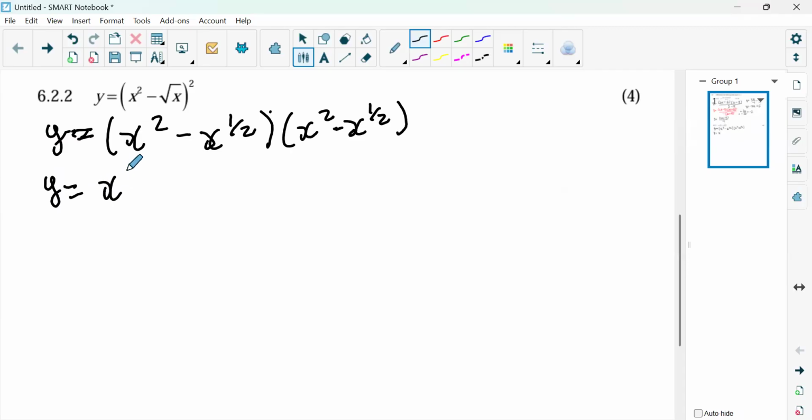X to the power 4. How did you get x to the power 4? We said 2 plus 2. Then it gives us x to the power 4. Now next we're going to have x squared multiplied by minus x to the power 1.